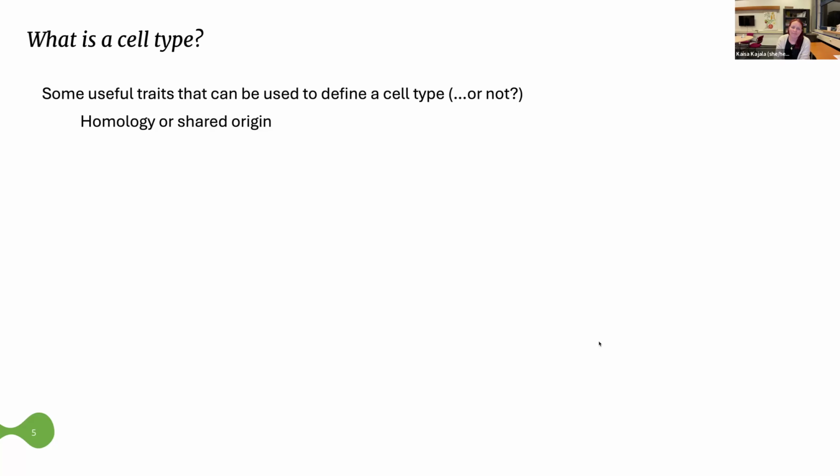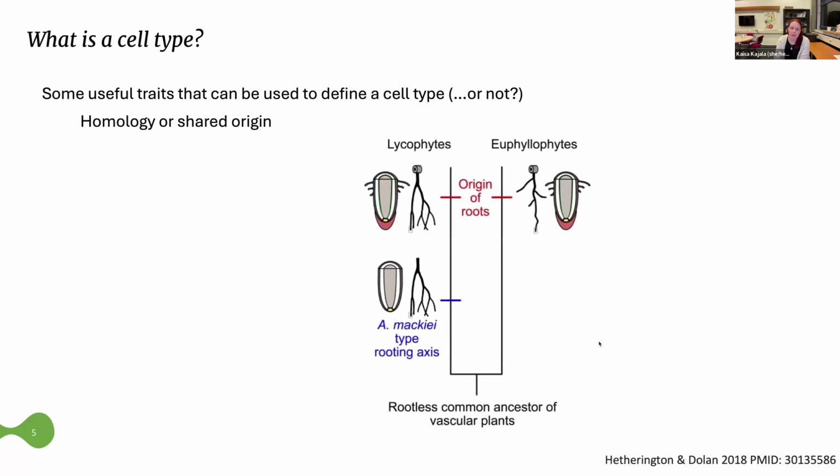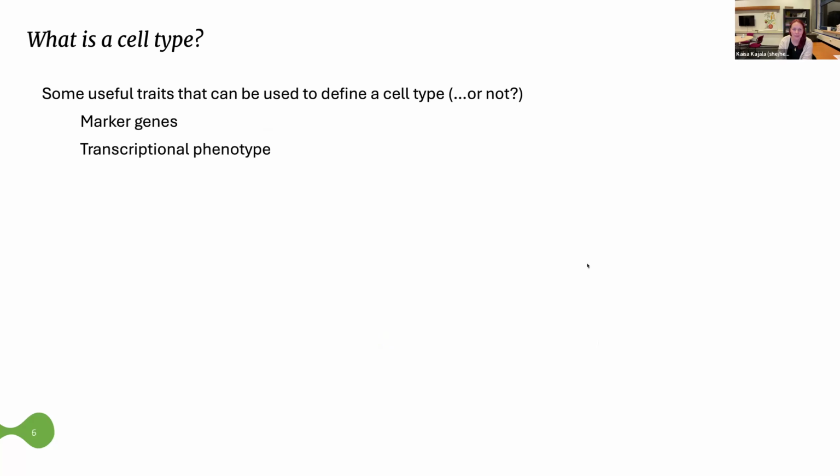However, homology, I'm not a massive fan of, because there are parallel evolutions of things, such as roots. So if we start saying that, let's say, a root cap cell, to be a root cap cell, it has to be from a certain evolution of roots, then it makes it really difficult to specify cell types without knowing their evolutionary past. So yet again, a definition that may be useful or may not be useful.